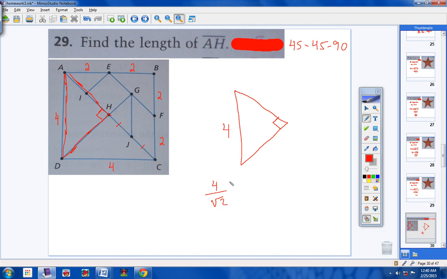Of course, we don't want the square root of 2 in the denominator, so we multiply the top and the bottom by the square root of 2. 4 times the square root of 2 is 4 square root of 2. Square root of 2 times square root of 2 is just 2. Then reduce your 2 and your 4.